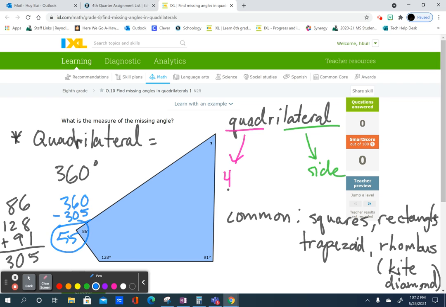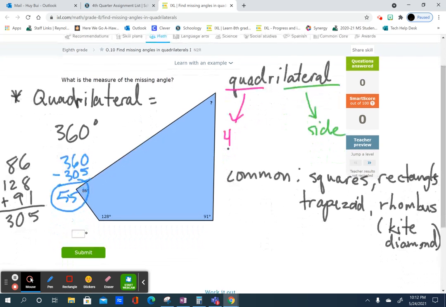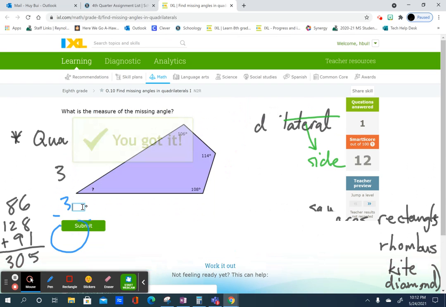I did some notes on this one, so I kind of ran out of space there. So basically the exact same steps as a triangle, if you know the other angles. All right. Let's type 55 in there. 55. Enter. Got it. Good.